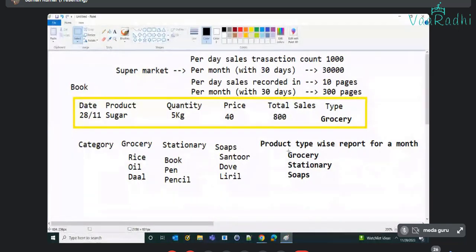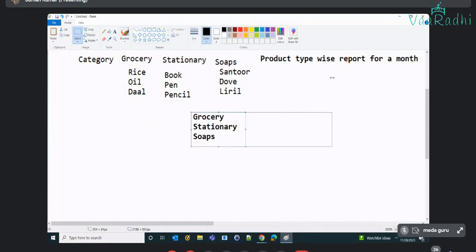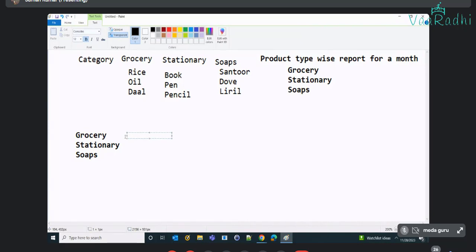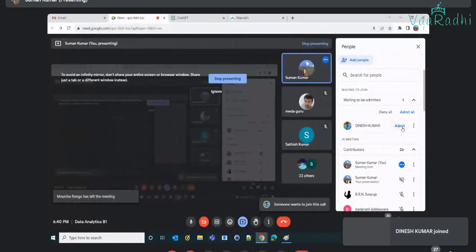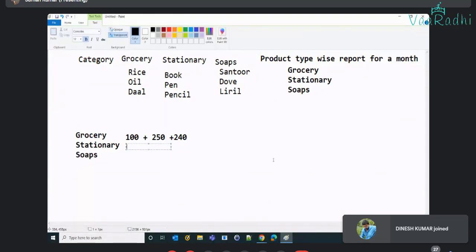And beside grocery, I have to write something this way: day one, 100 rupees, 250 rupees, 240 rupees. Like this, I need to keep adding the things. True or not? Yes, sir. Like this, you have to keep adding sales of stationery by going through all the pages.